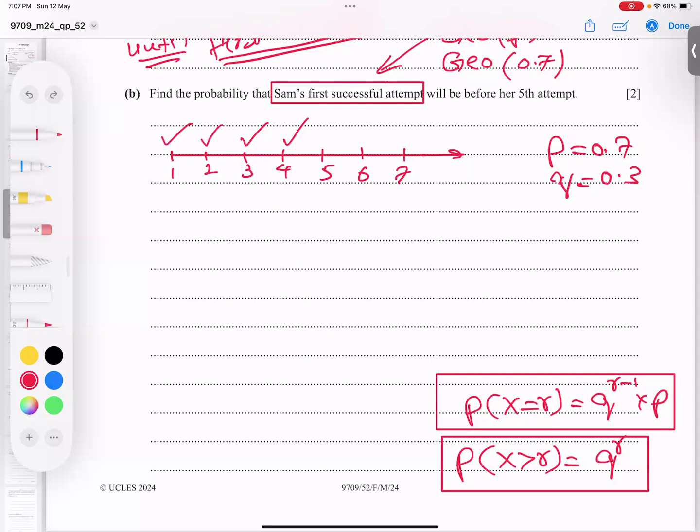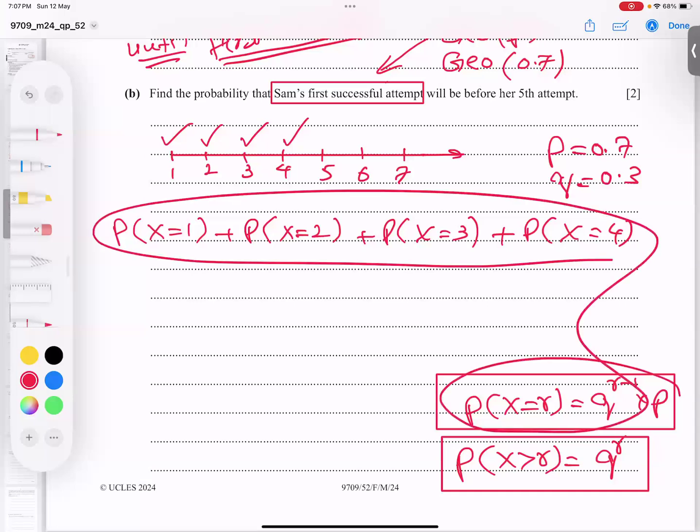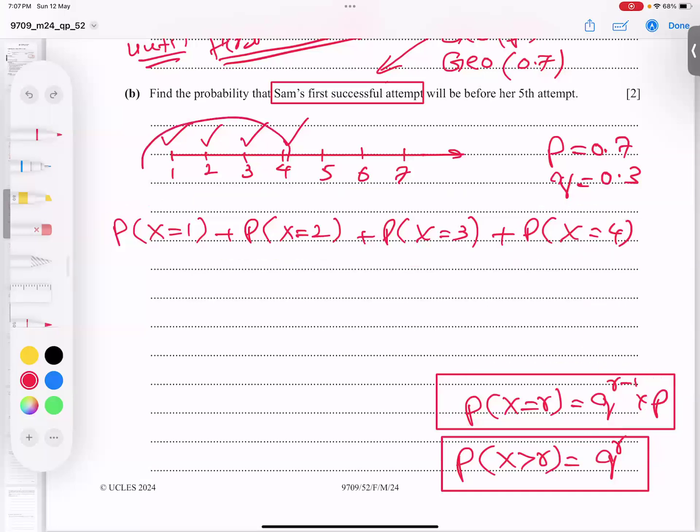So it means I have 2 choices. One technique is to use the upper formula: X equals 1, then X equals 2, then X equals 3, and the last attempt is X equals 4. So this is a long way. I will do this question with 2 techniques. First I use this one, since he said before the fifth attempt.